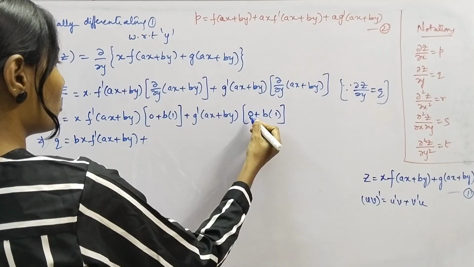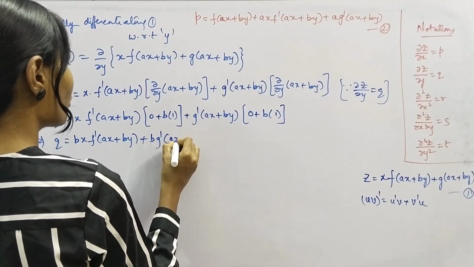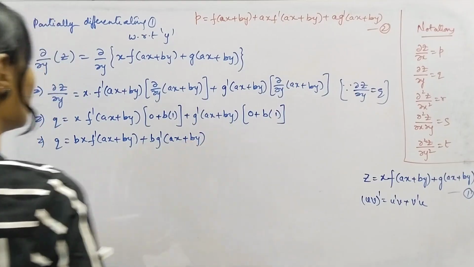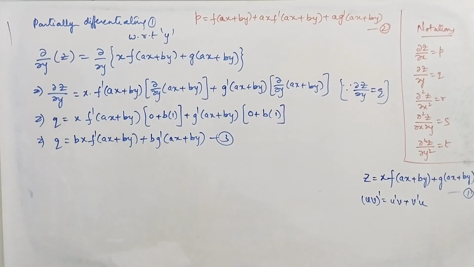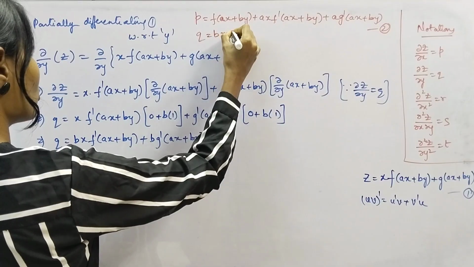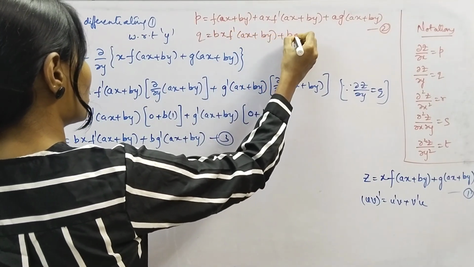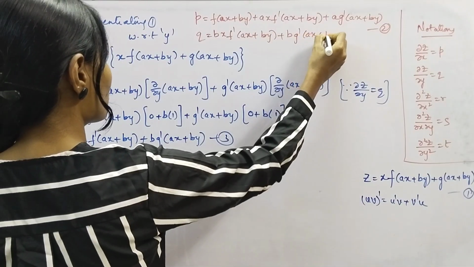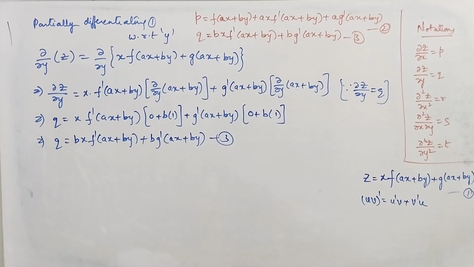B into 1 is b, b plus 0 is b, b into g dash is b g dash. G dash is nothing but g dash of ax plus by, right? Now consider this as equation number 3. We got the equation involving q now. That is q equal to bx into f dash of ax plus by plus b into g dash of ax plus by. We are considering it as equation number 3.